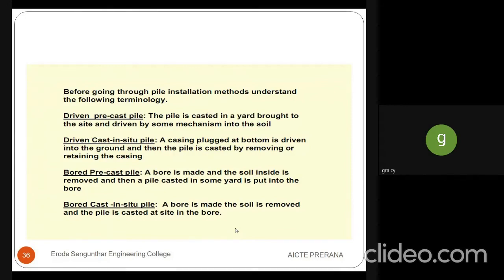Then the third topic is bored precast pile. A bore is made and the soil inside is removed, and then a pile cast in some yard is put into the bore. Then the fourth topic is bored cast in situ pile. A bore is made, the soil is removed, and the pile is cast at site in the bore.